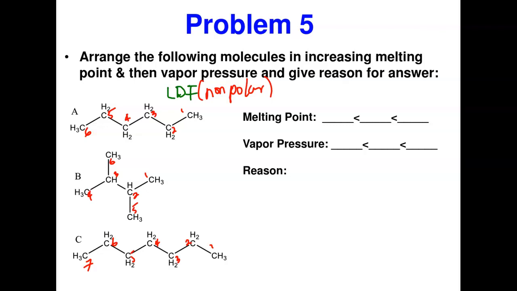This is going to be highest in melting point because dispersion increases with increase in molar mass. So this is going to be the highest. Where am I going to put it? This is C. I'm going to put it here.